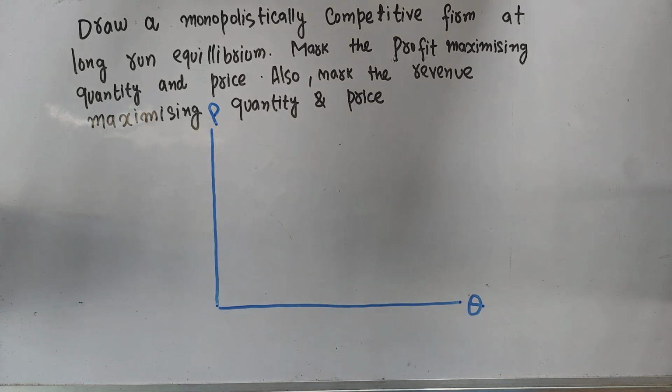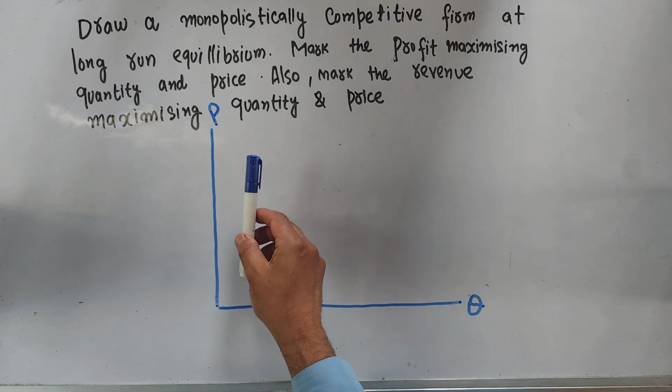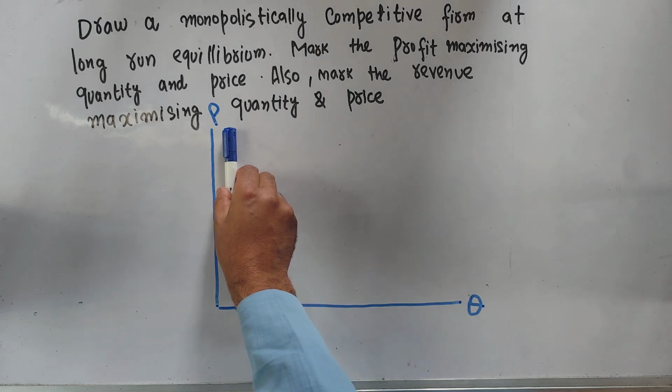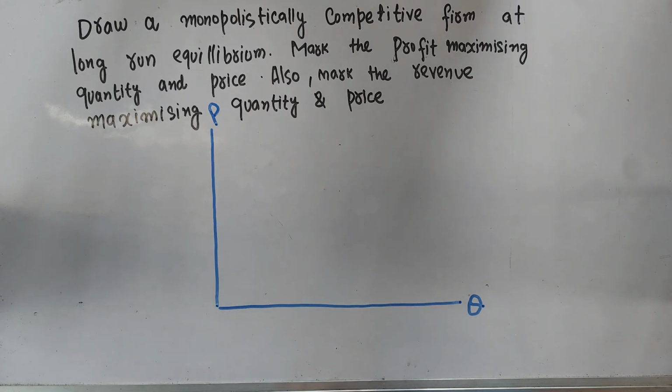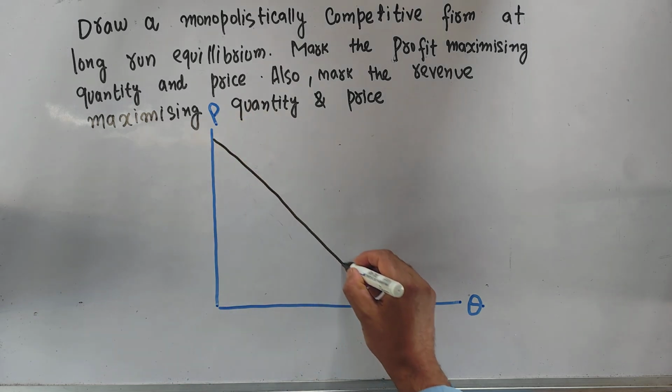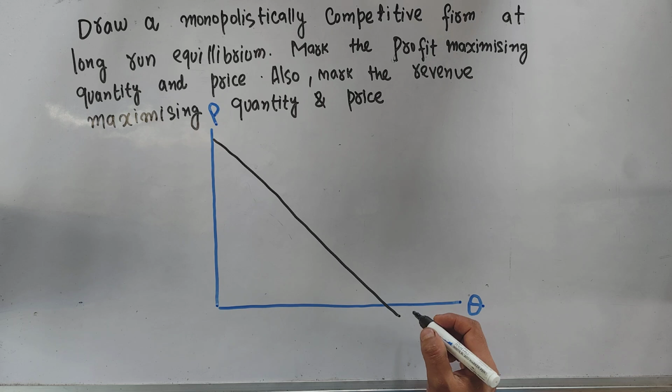So first thing is we label the graph. That is, we draw the axes and label them price and quantity here. Okay, so on the horizontal axis we have the price, and on the vertical axis we have the quantity. Then we draw the downward sloping demand curve. Let's draw the downward sloping demand curve. And this is our average revenue curve also.